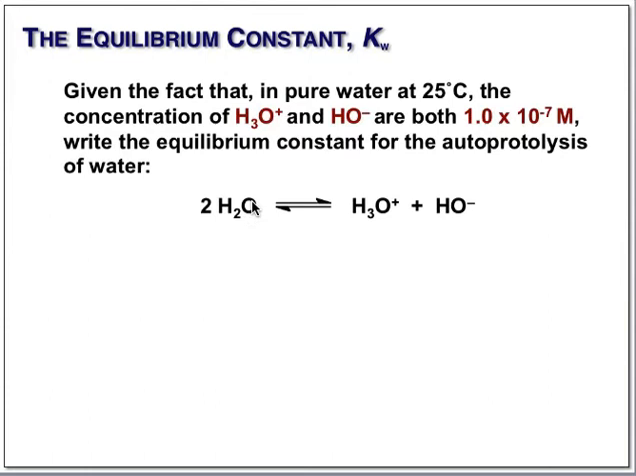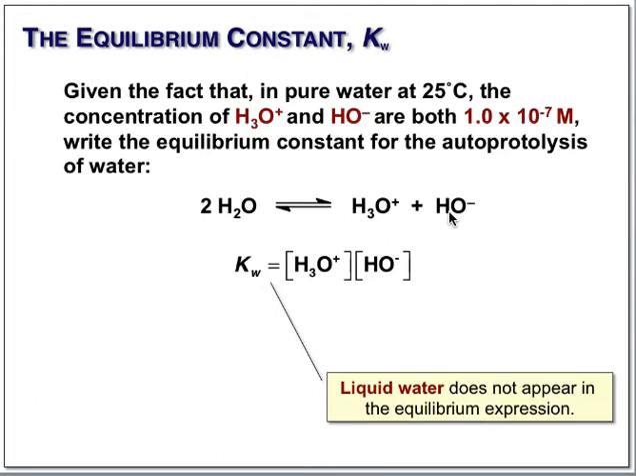Let's return to the autoionization of water. We said earlier that hydronium and hydroxide are both present at 10 to the minus 7 molar at 25 degrees. If we were to write an expression for this equilibrium, we would not include water because it's a liquid. Only these species that are dissolved in liquid.